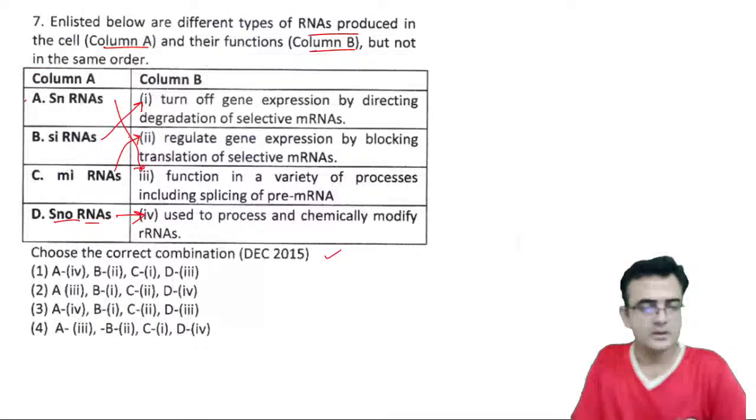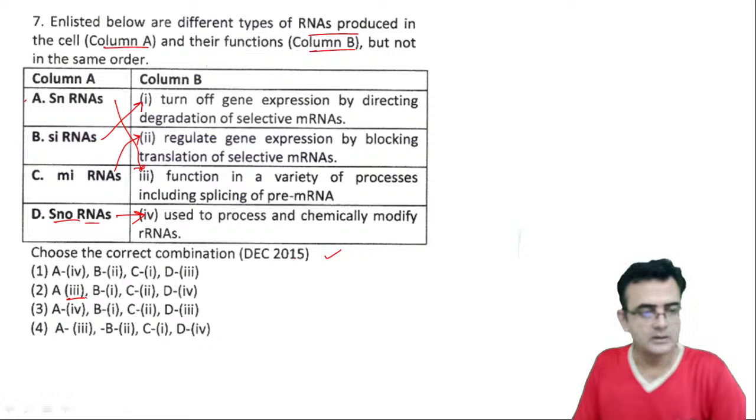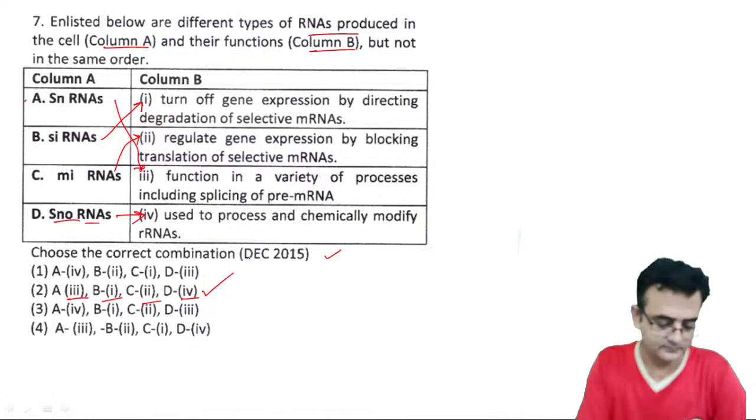Okay, so the correct answer would be A3, right? Then B1, then C2, and D4. So this is the correct answer. All right.